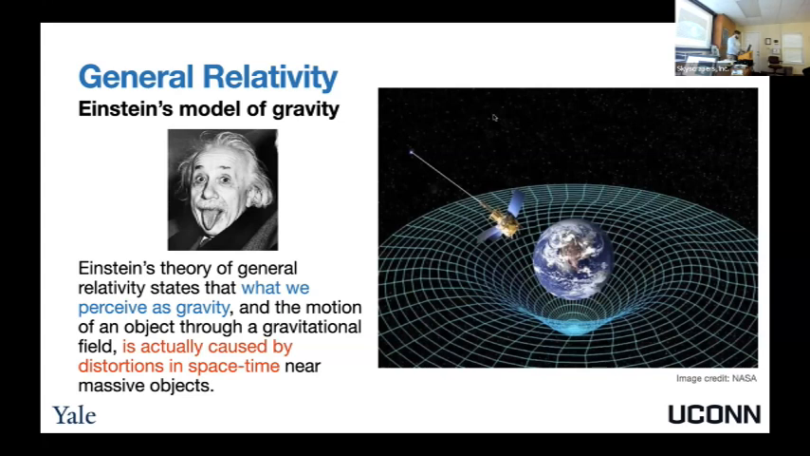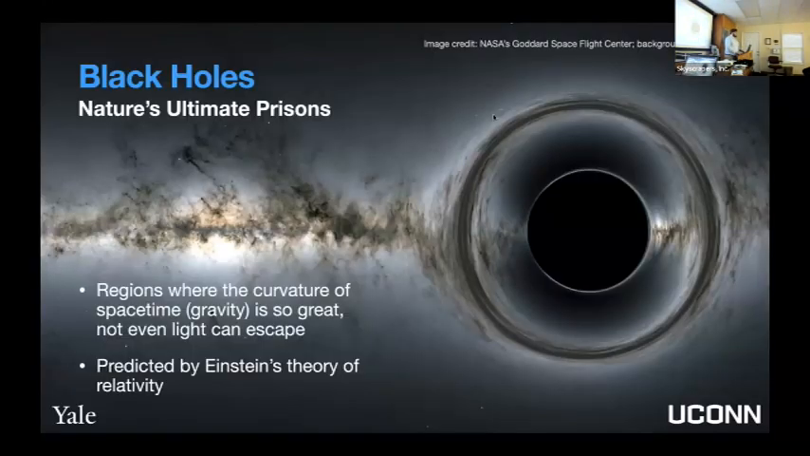Now, one of the predictions of general relativity are objects called black holes. These are areas of space where the curvature of space-time, gravity, is so strong that nothing can escape, not even light. Anything that goes in, that's where it's going to be until basically the end of the universe, or at the very least, till many, many, many years in the future.